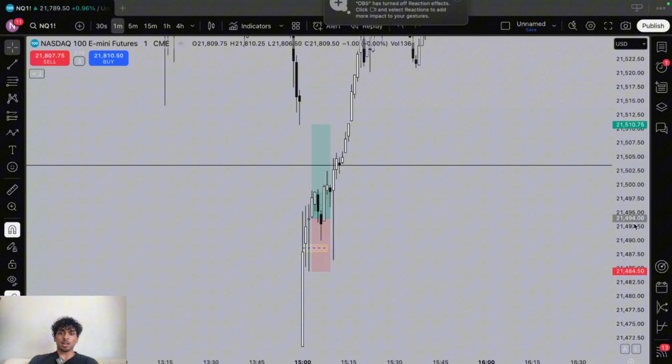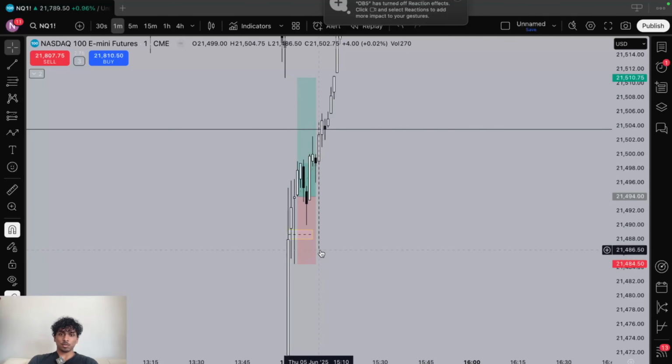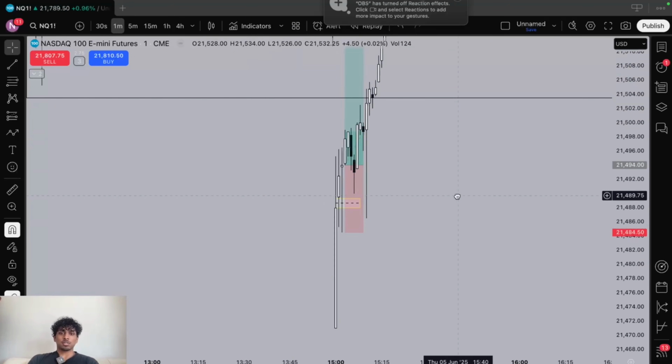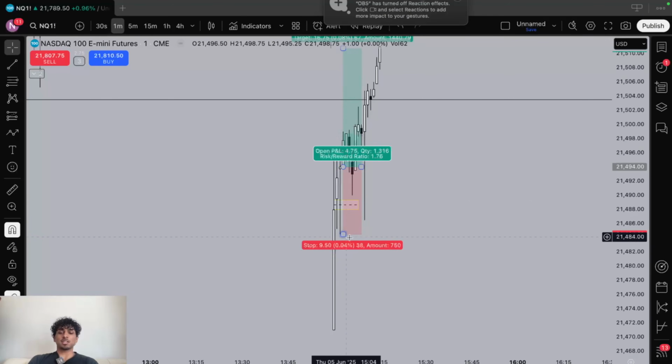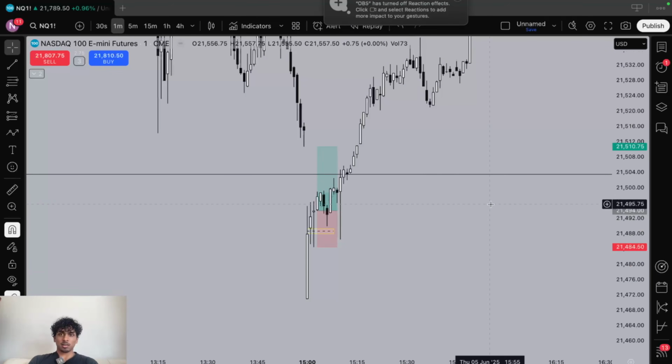That was my risk. And as you can see here, since this is a protected low, we didn't end up taking out this low right here, and we just continued higher. So that's the importance of placing your stops at either protected lows or protected highs. So yeah, that was just a quick day.